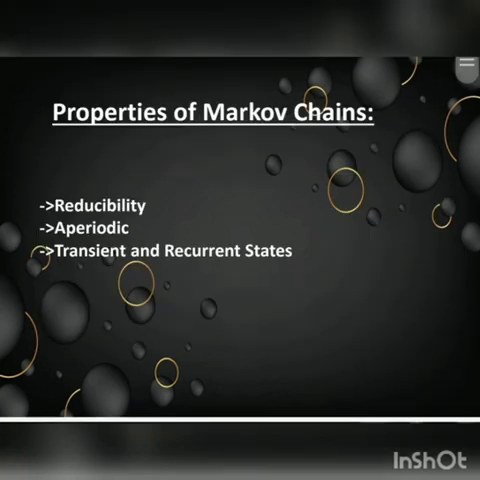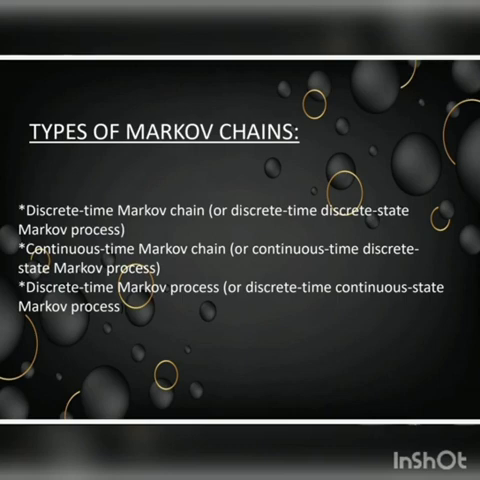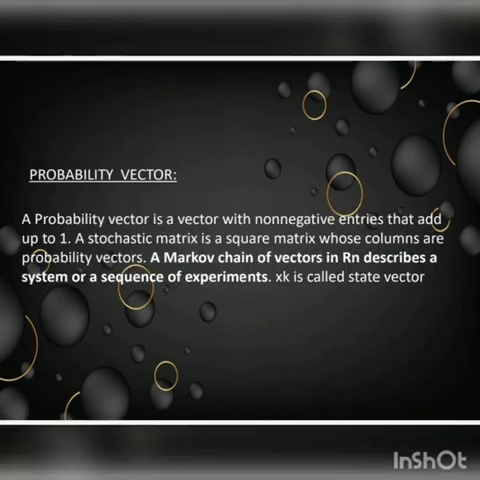Properties of Markov chains. First one is reducibility, aperiodic, transient and recurrent states. Types of Markov chains. First one is discrete time Markov chain or discrete time discrete state Markov process. Second one is continuous time Markov chain or continuous time discrete state Markov process. Third one is discrete time Markov process or discrete time continuous state Markov process.